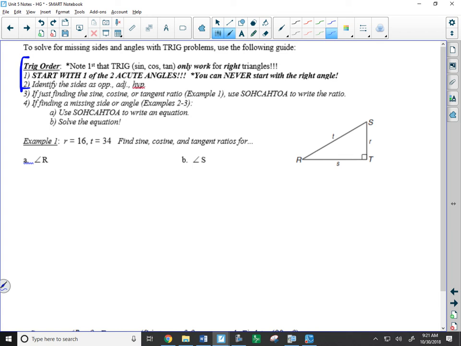For example 1, if you're just finding the ratio, then you're just going to write the ratio according to sine, cosine, and tangent. Step 4 is on the next page, so let's do step 3 here. In example 1, R is 16, T is 34, and we're going to find sine, cosine, and tangent for R and S.